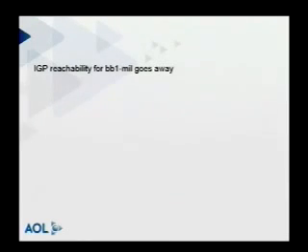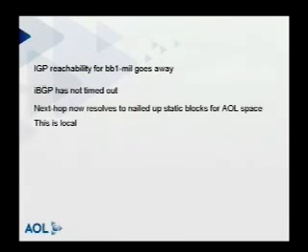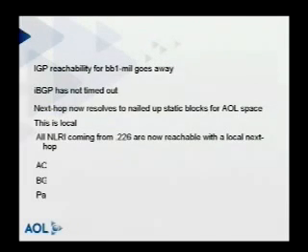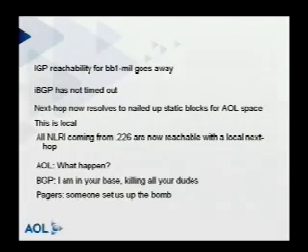So this is what happened. IGP reachability from Milan goes away. iBGP has not timed out. The next hop is now local. So all the routers, I can get to all those prefixes by an internal cost of 0. What happened? BGP, I'm in your base, killing all your routes. And our pagers went insane because we lost, I don't know, like 40, 50, 60,000 subs just went away because we black holed the entire prefix list coming from that peer.